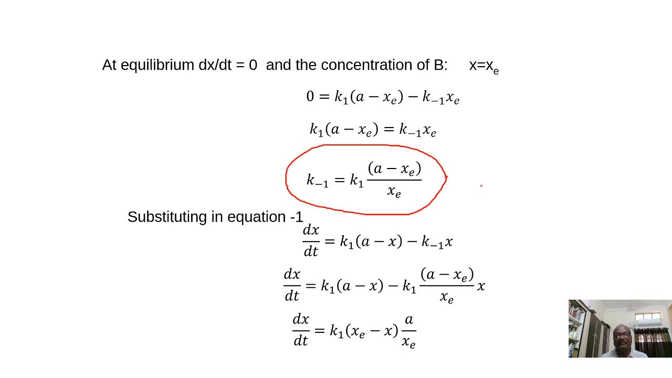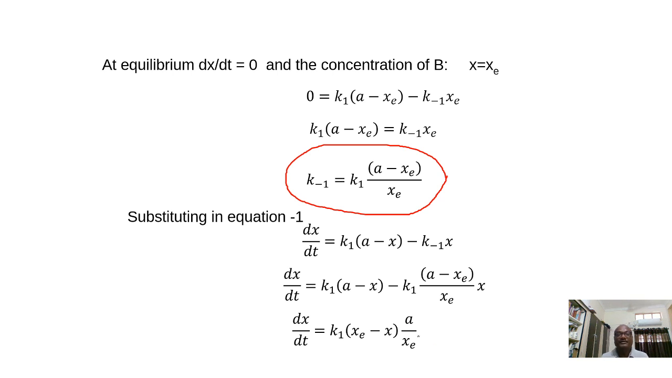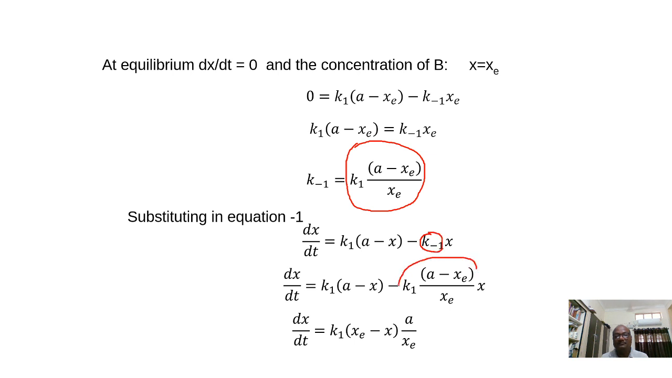Now, in order to evaluate the value of K1, let's substitute this K minus 1 in equation number 1. Do you know the meaning of equation number 1? Equation number 1 is dx by dt is equal to K1 into (A minus X) minus K minus 1 into X. Instead of K minus 1, we now write K1 into (A minus Xe) by Xe, the value we obtained above. We are introducing this value in this equation.